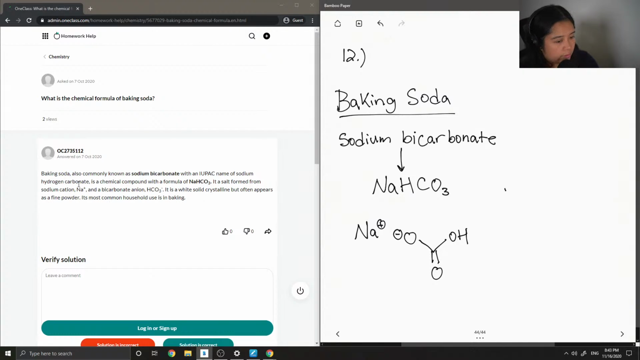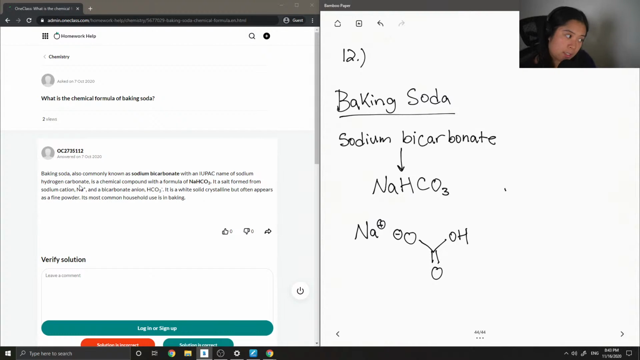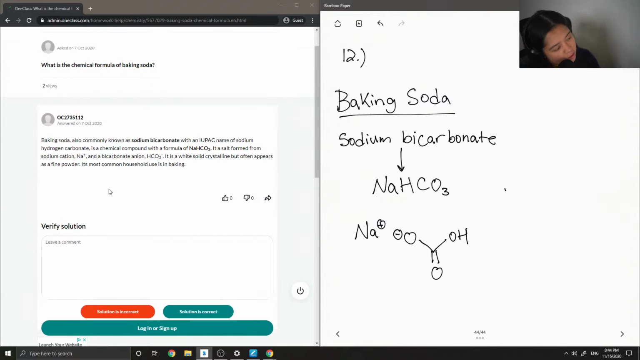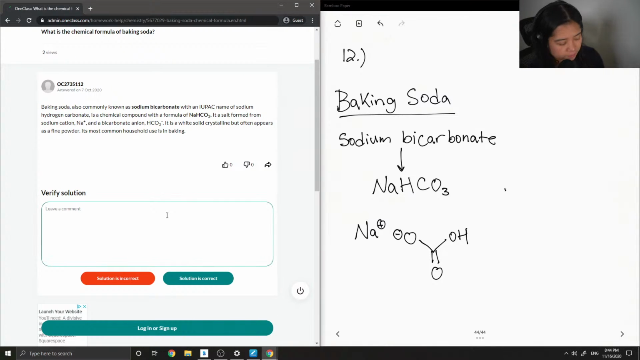Okay, so let's read what the junior tutor said. Baking soda, also known as sodium bicarbonate, with an IUPAC name of sodium hydrogen carbonate, is a chemical compound with a formula of NaHCO3. It is a salt formed from the sodium cation Na+ and a bicarbonate ion HCO3-. It is a white crystalline solid, but often appears as a fine powder. Its most common household use is in baking. Yep, so this solution is correct.